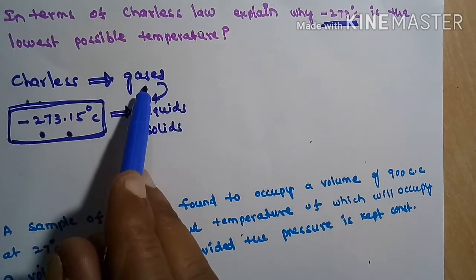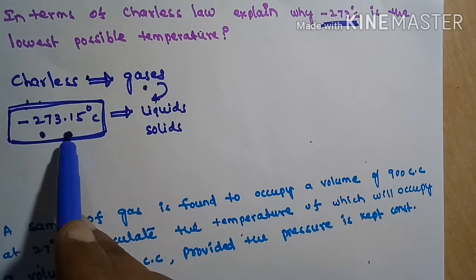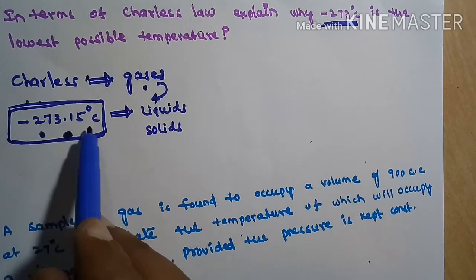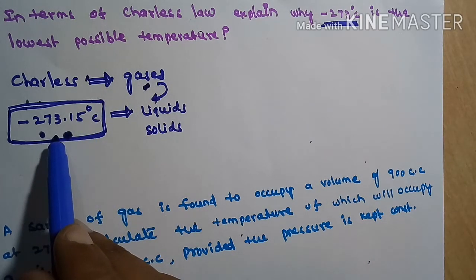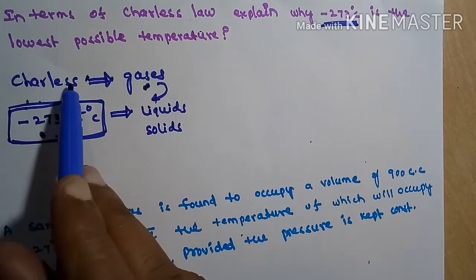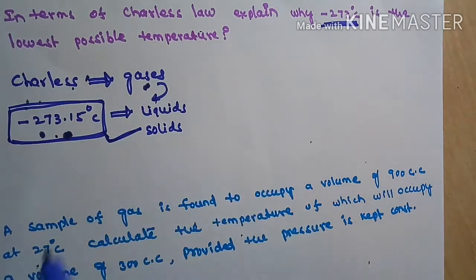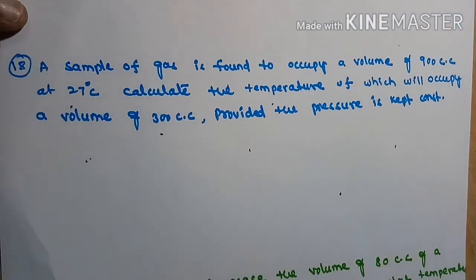Our Charles' law is related to gases. So that's why this is the lowest possible temperature for Charles' law, because Charles' law is applicable for gases. At minus 273.15 degrees centigrade, no gas is present in the gaseous state. So below this we can't apply Charles' law. That's why this is the least possible temperature.